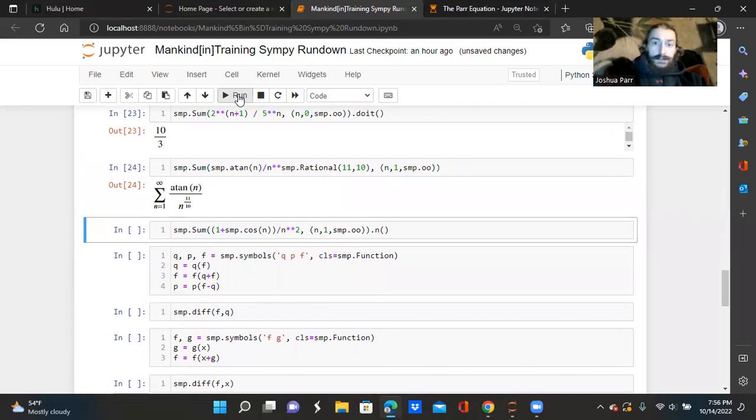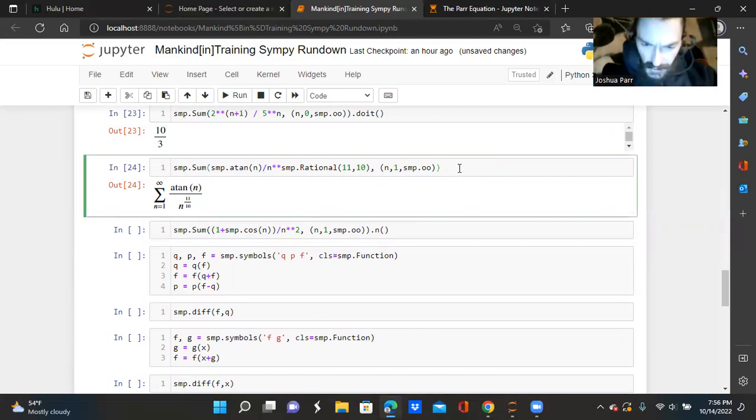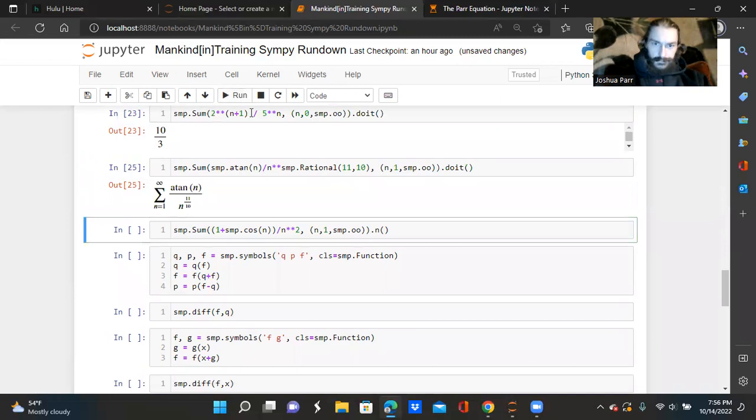So, again, I have another sum, and I want the answer. Oh, and SMP.rational, 11 over 10. That's how you write the fractions. Dot do it. And it didn't like that one. That's what you get.